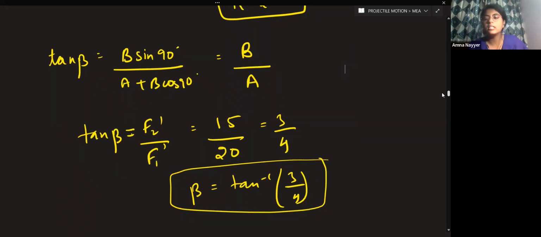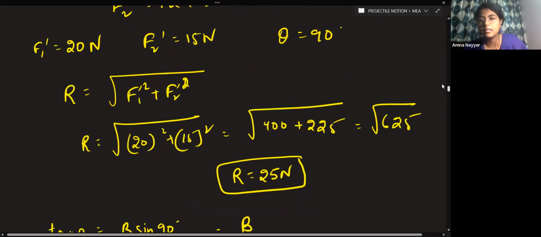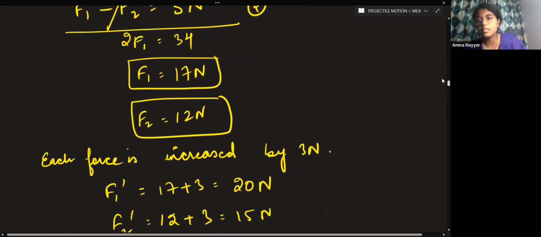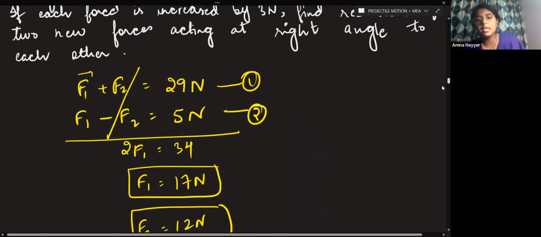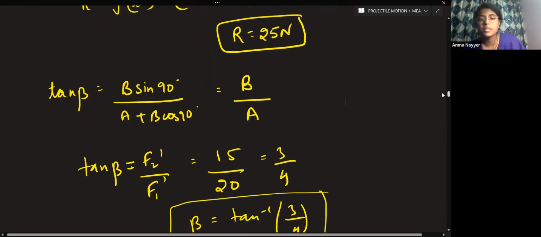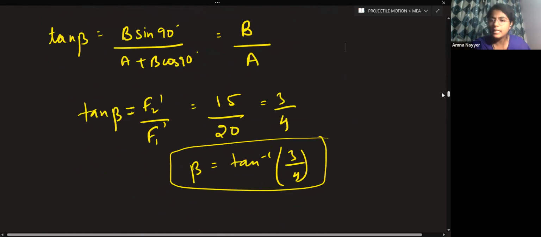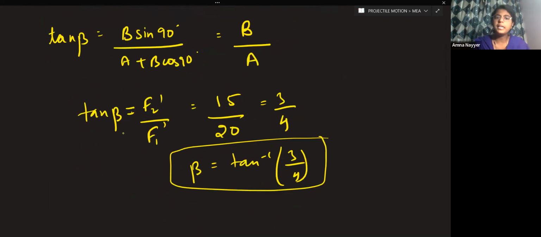Theta here is given in the question as right angled. Remember, it is mentioned that the vectors are acting at right angle. So theta became 90 degrees for you. So B sine 90 is 1, so B into 1 becomes B. A plus B cos 90, and cos 90 is 0, so here it is left only A. So tan beta becomes B by A.